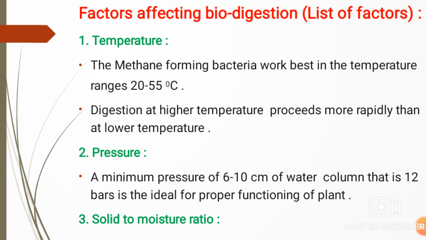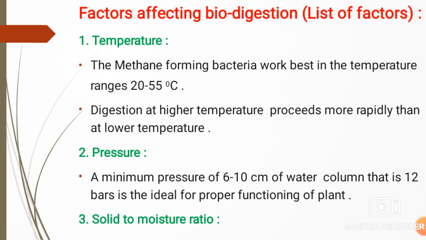Digestion at higher temperature proceeds more rapidly than at lower temperature. That means a higher temperature is best for good digestion, and the rate of digestion is higher at higher temperature and lower at lower temperature. So high temperature is good for any biogas plant or biodigestion process.